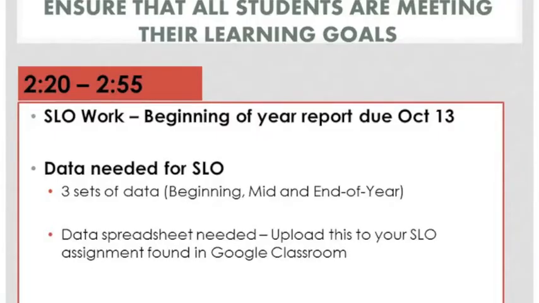During the second seminar, which will last 35 minutes, you will stay with your team to work on meeting your SLO goals. The goal of SLO time is to ensure that all students are meeting the learning goals of your courses. Like last year, you will need at least 3 sets of data: beginning, middle, and end of the year. This data should be collected and stored in a Google spreadsheet that you or your team creates and then attaches to the SLO Google Classroom assignment. If you don't know how to do this, please attend a Google Classroom seminar to learn how.